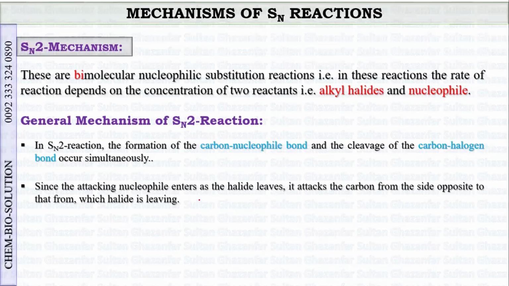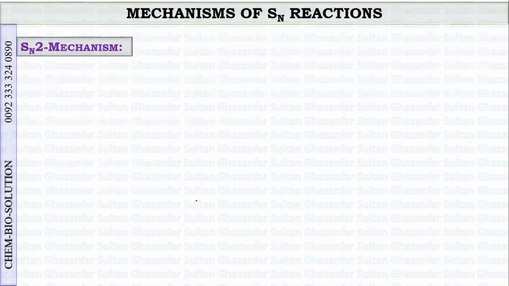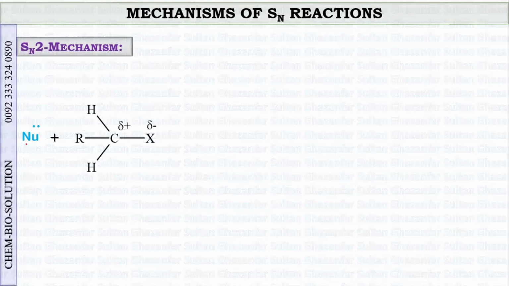So they preferably follow the SN2 mechanism because in a primary alkyl halide there is only one alkyl group, and the other two are hydrogen atoms on the alpha carbon where the halogen is bonded. Now you can see here, as it is a primary alkyl halide, there are two hydrogen atoms which are very small in size. So the attack of the nucleophile from the backside is possible. This is the general representation of the nucleophile, and this nucleophile can attack from the backside.